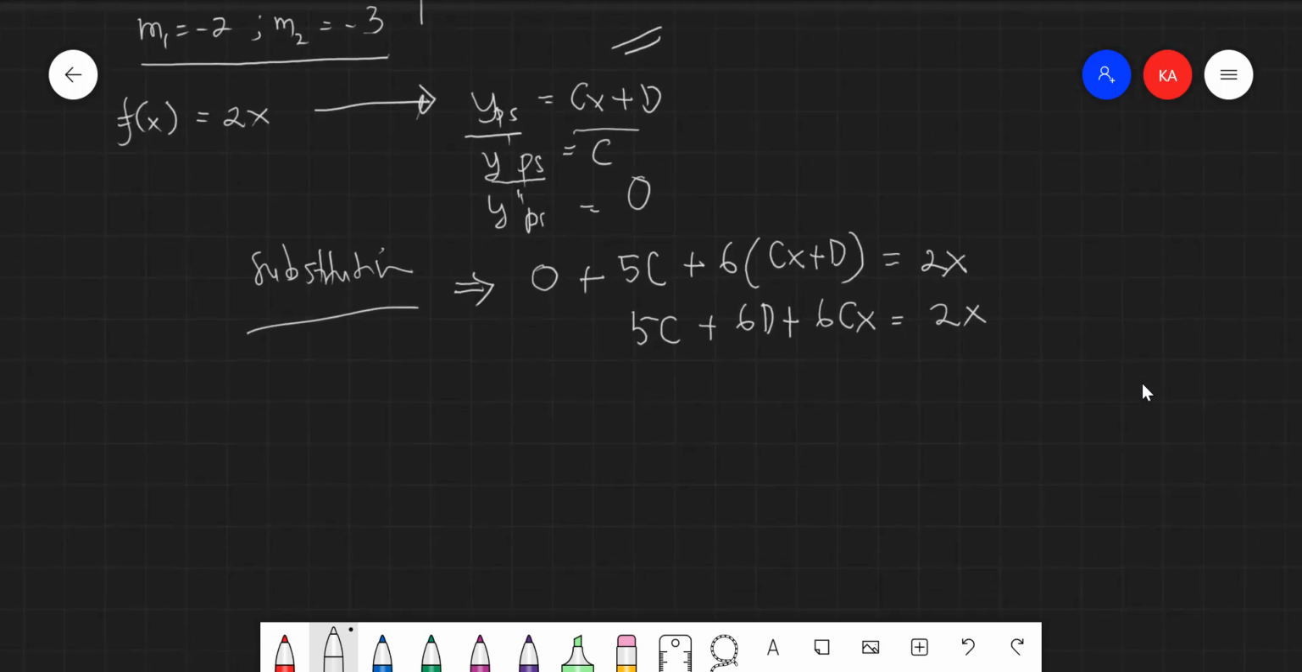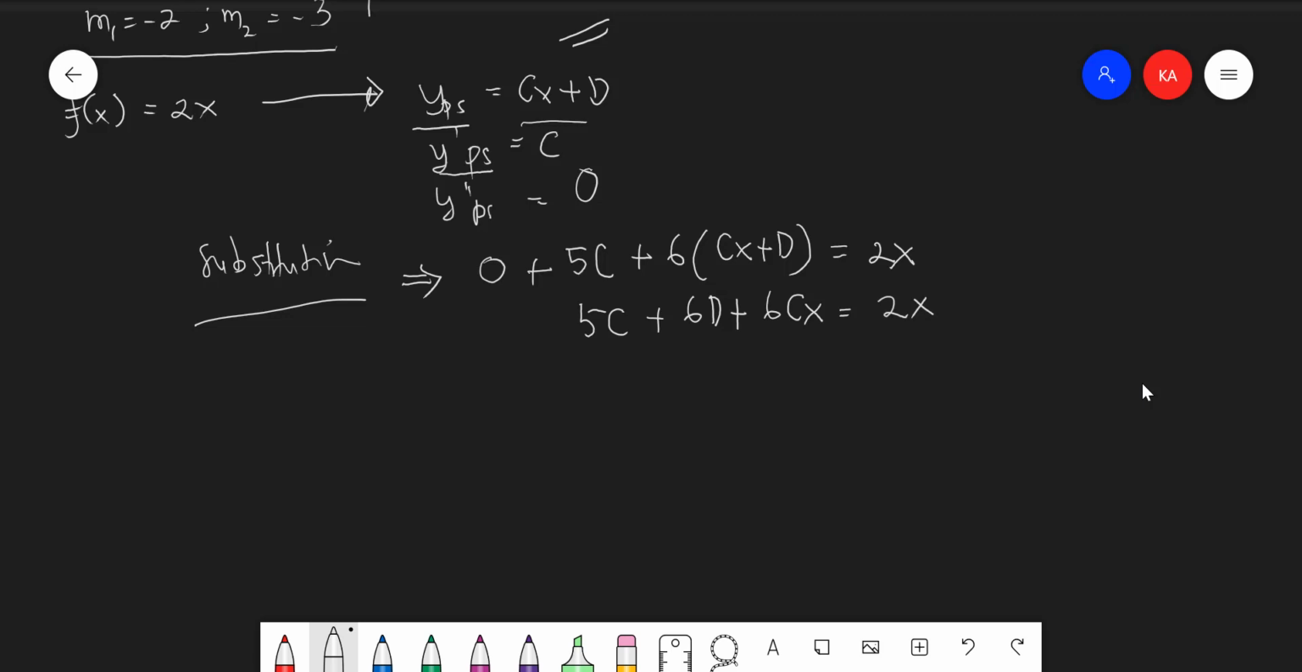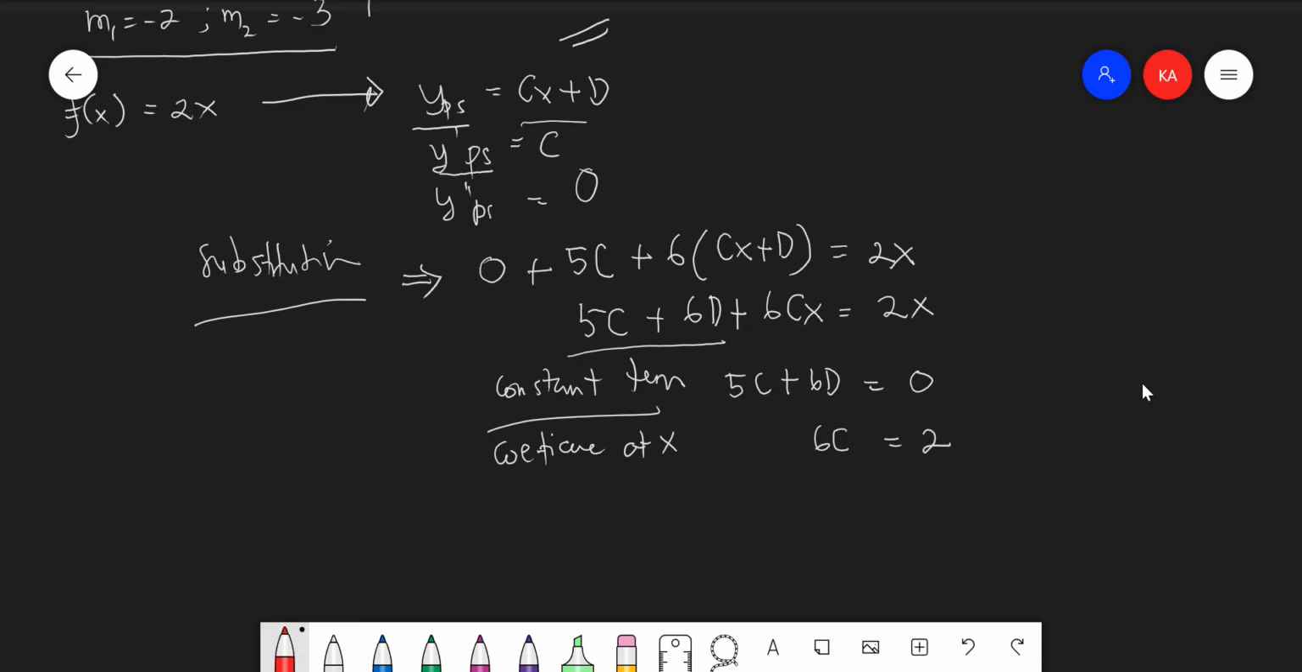And then we compare the left side and the right side. For the constant term, 5c plus 6d is equal to 0. And for the coefficient of x, 6c is equal to 2. So from these two equations, we find that c is equal to 1 over 3. So d is equal to minus 5c over 6, which equals minus 5 over 18.